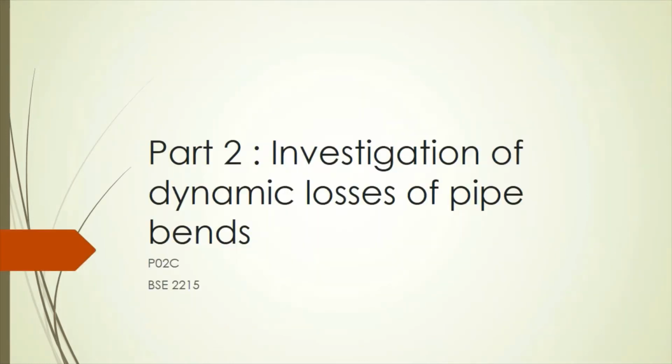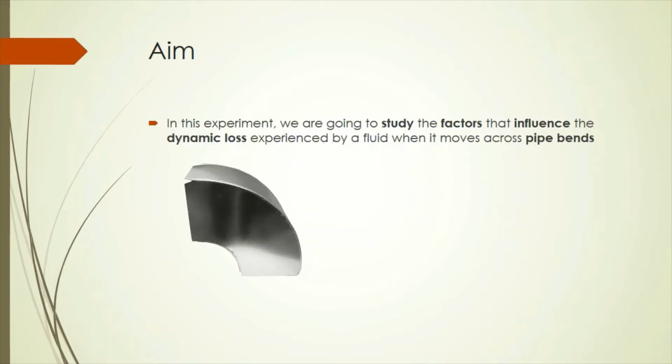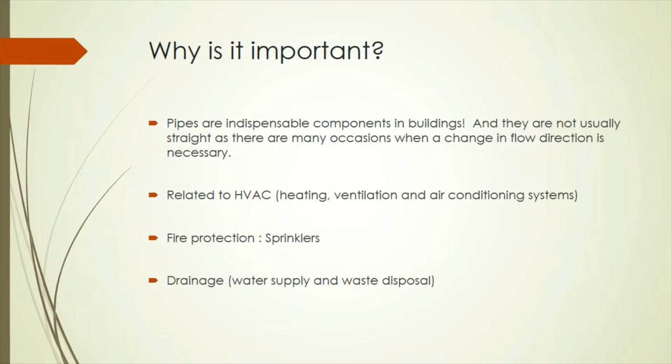The title of experiment P02C is Investigation of Dynamic Losses of Pipe Bends. Now in this experiment, we are going to study the factors that affect the dynamic loss experienced by a fluid when it moves across a pipe bend like this. As you all know, pipes are very important components in buildings. However, they are not usually straight because there are many occasions where a change of flow direction is required.